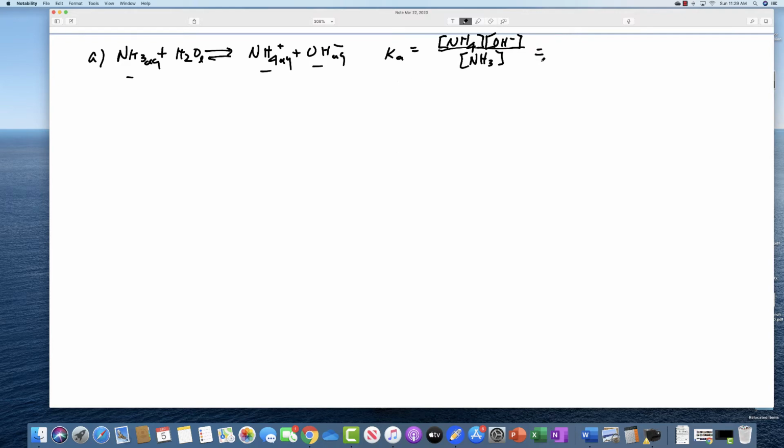So this is going to equal, for the concentration of NH4, 3.1 times 10 to the minus 3. For the concentration of hydroxide ion, it's going to be 3.1 times 10 to the minus 3. And for the concentration of ammonia, it's 0.533. And so then you just do the math here, and you get 1.8 times 10 to the minus 5.